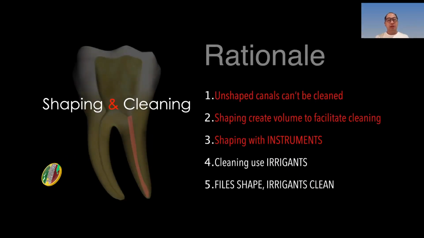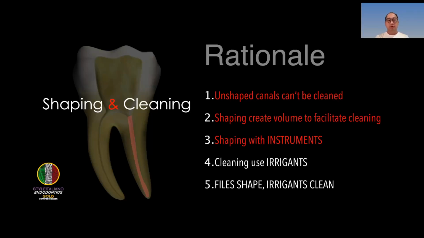So let's start again with shaping, because the rationale of preparation involves shaping and cleaning. We know unshaped canals cannot be cleaned, and we know shaping is to create volume in order for the cleaning to function inside the root canal system in a good way. For shaping we always use instruments, and for cleaning we use irrigants. That's why we need to understand that shaping and cleaning are all related and all working together.